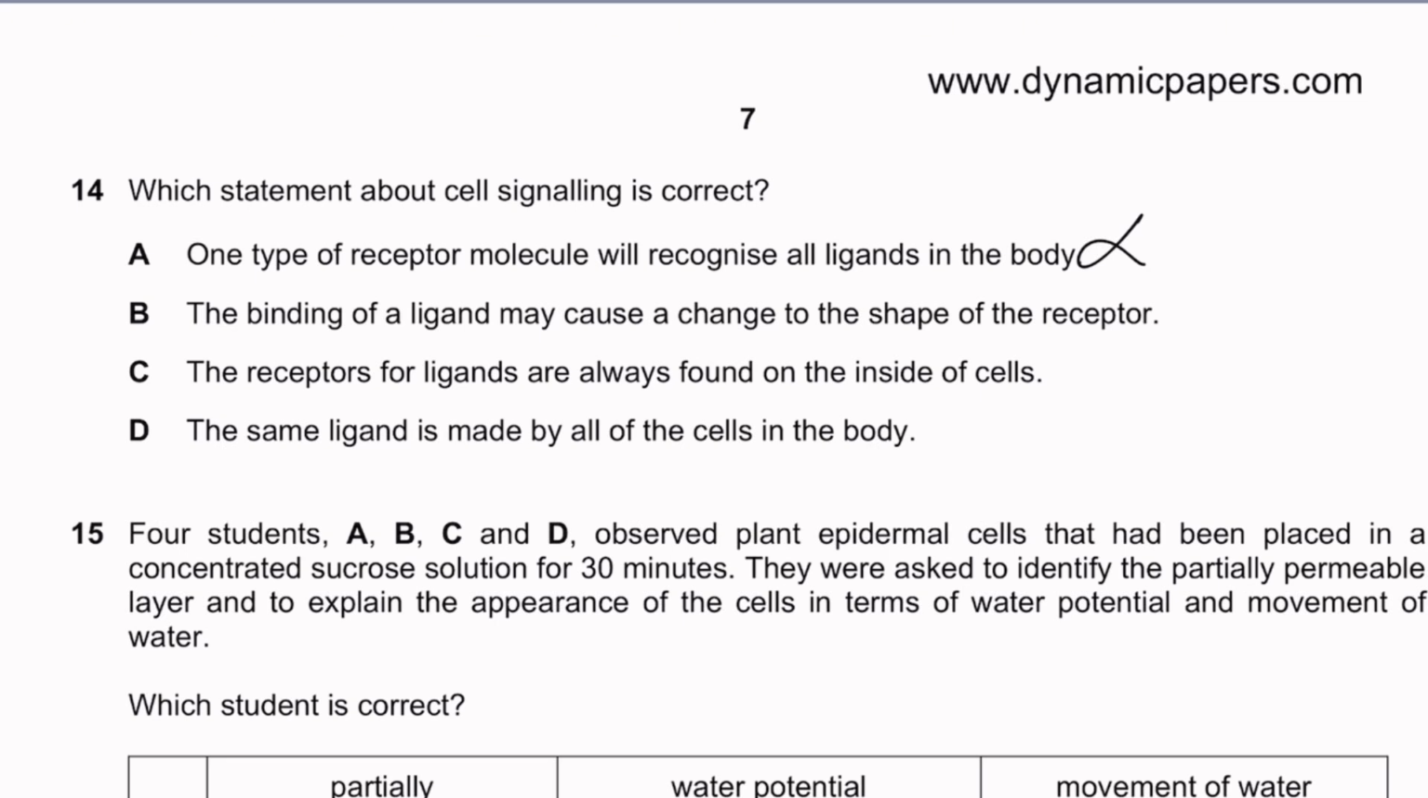The receptors of ligands are always found on the inside of the cells. Actually, some are on the inside, like the receptors for ligands that are hormones, maybe. But otherwise, they're also on the outside. The same ligand is made by all cells in the body. No, the same ligand is not made by all the cells in the body. Some cells produce specific ligands and so on. So yes, the binding of the ligand may cause the change in shape of the receptor. A conformational change in shape is normal whenever something binds to another. So B is the answer.